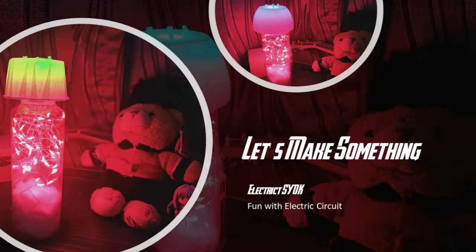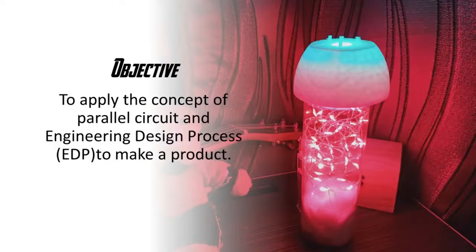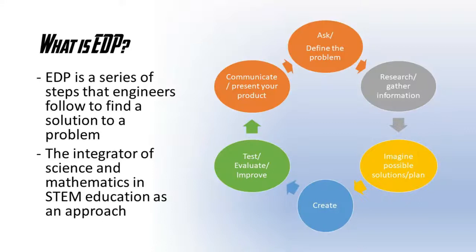In this video, we are going to apply science and mathematics concepts, in particular parallel circuit and the engineering design process (EDP) to make a product. What is the engineering design process? Well, it is a series of steps that engineers follow to find a solution to a problem. It is also the integrator of science and math in the STEM education approach.